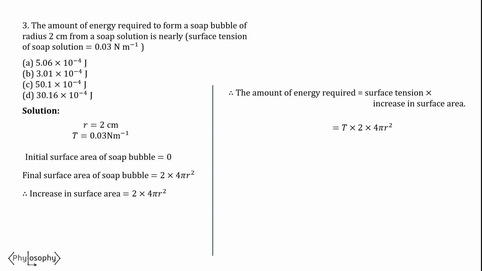Now if you put the values for capital T and small r in the same unit, then you will get the final answer, which is 3.01 times 10 to the power minus 4 joule. Therefore, option B is the correct answer.